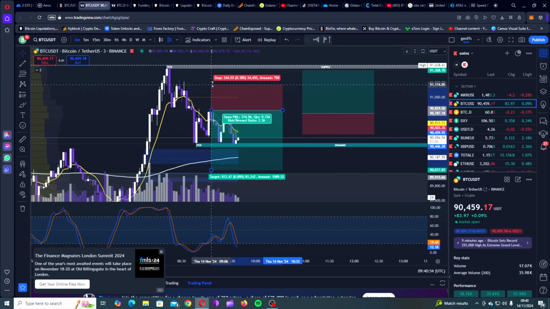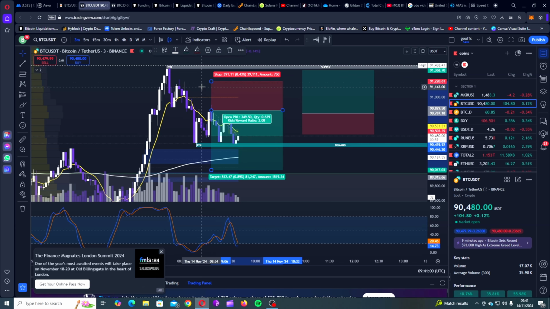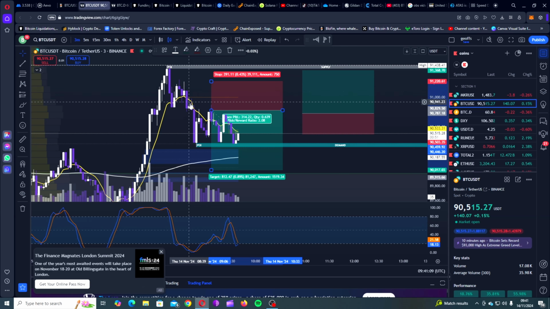I'll take you back to the original stop, which was there. That was the original stop. It was a 1 to 2 R. So what we're waiting for is, we're waiting for this to trigger. We're not just entering on that candle there. We're going to have a trigger set below that bullish candle there. We were triggered in here.